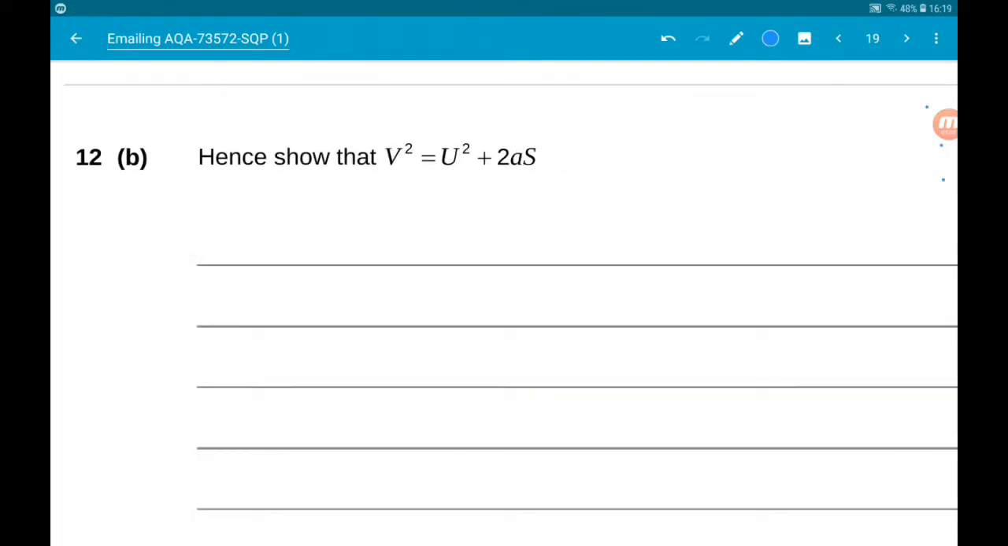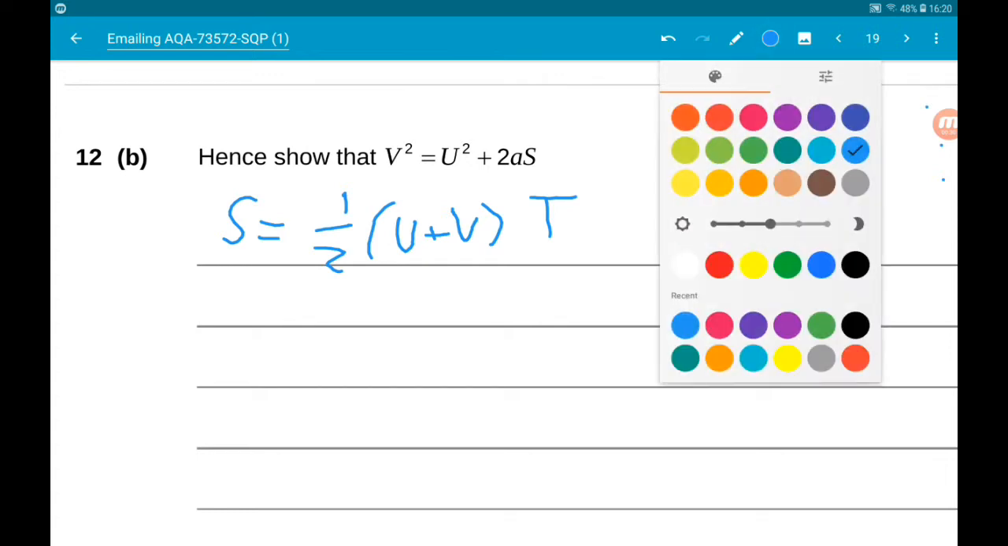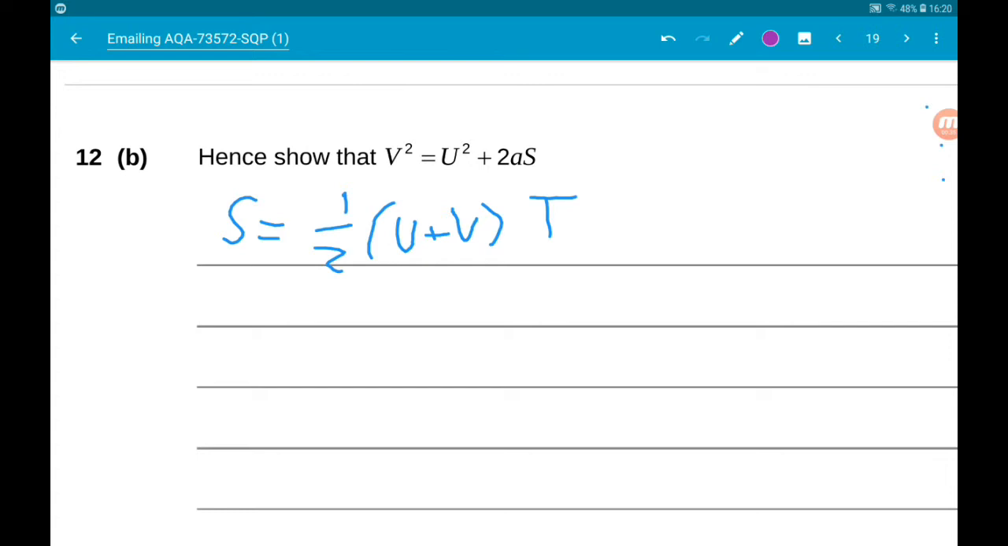Okay, then for part B, hence show that v squared is equal to u squared add 2as. So we know s is 1/2 (u add v) times t. So the formula up above does not have a t involved. Now we also just worked out that a is v minus u over t.